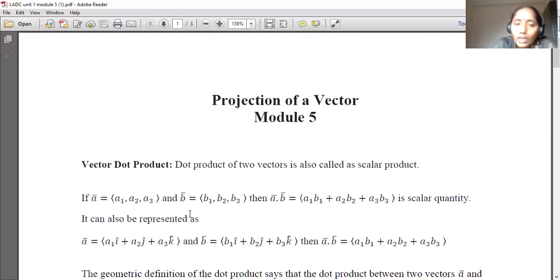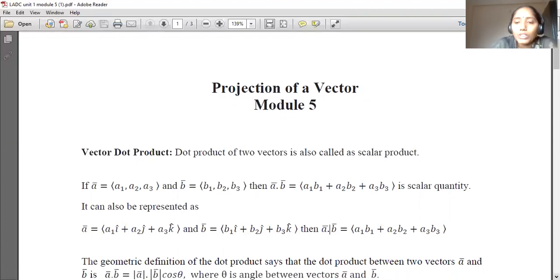This scalar can also be represented another way: a bar as a1 i bar plus a2 j bar plus a3 k bar, and b bar equal to b1 i bar plus b2 j bar plus b3 k bar. Whatever the representation of a vector, a bar dot b bar is the same, a1 b1 plus a2 b2 plus a3 b3. We can also define this dot product geometrically, which gives the angle between two vectors.